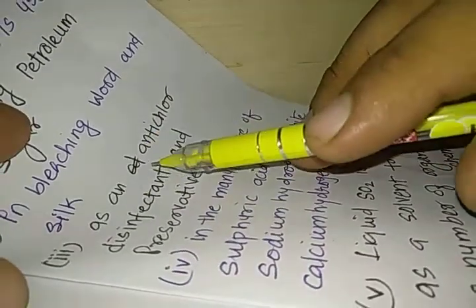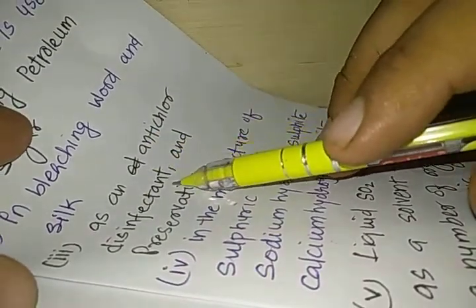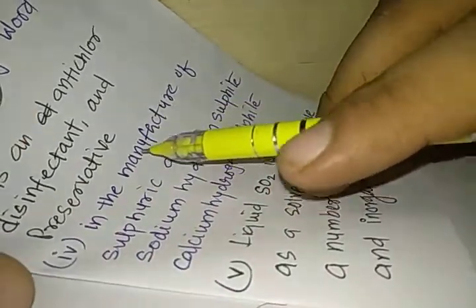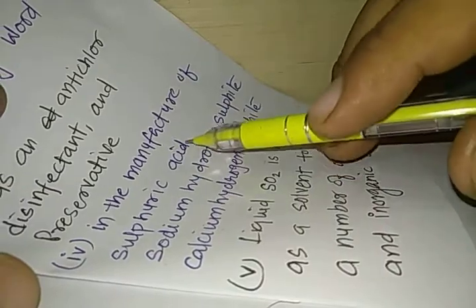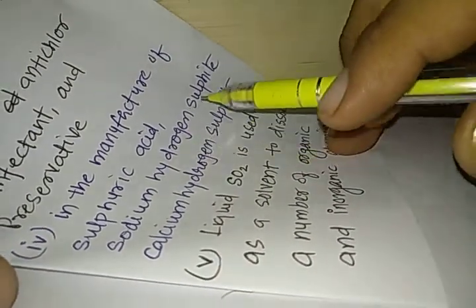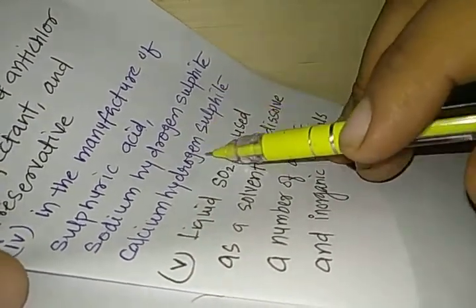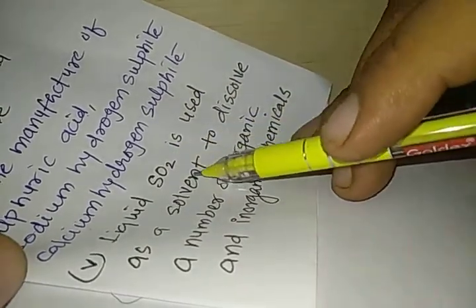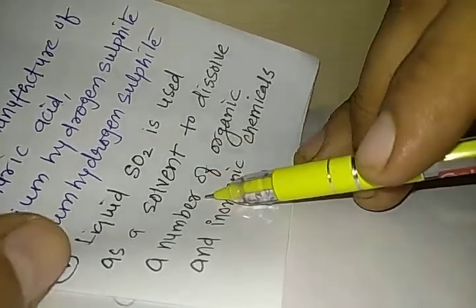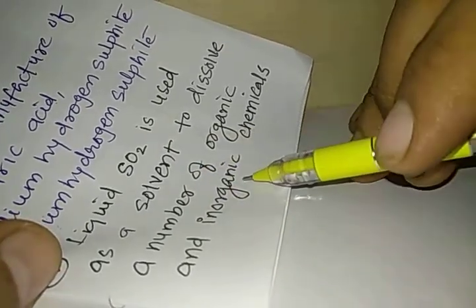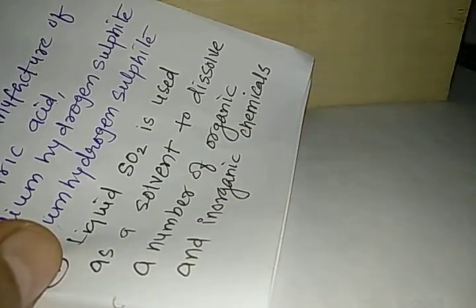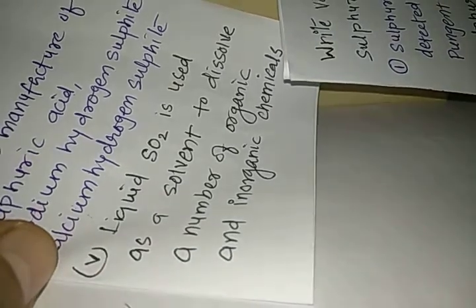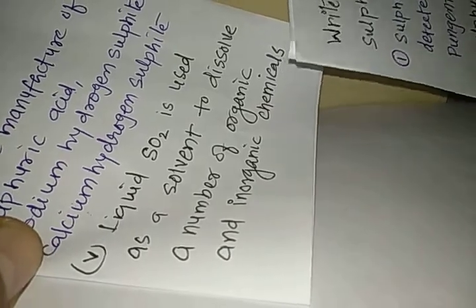Sulfur dioxide is used as an anti-chlor, disinfectant and preservative. Sulfur dioxide is used in the manufacture of sulfuric acid, sodium hydrogen sulfite and calcium hydrogen sulfite. Liquid sulfur dioxide is used as a solvent to dissolve a number of organic and inorganic chemicals. So these are the various uses of sulfur dioxide that we can study.